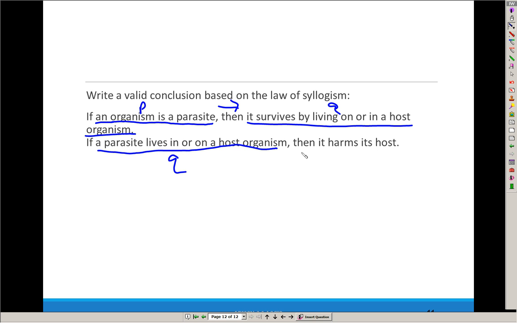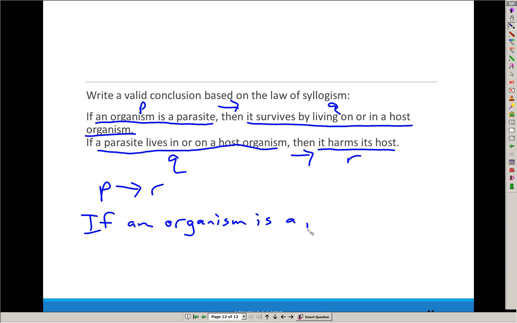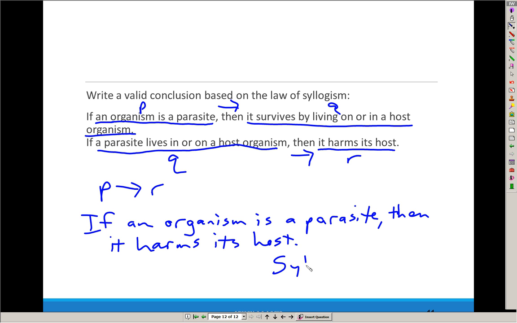So Q is repeating, then it harms its host. That's a whole new idea. So that's R. P leads to Q. Q leads to R. Well, that means that P leads to R. If an organism is a parasite, then goes straight to R. It harms its host. If an organism is a parasite, then it harms its host. P leads to Q, Q leads to R, so P leads to R. This is syllogism.